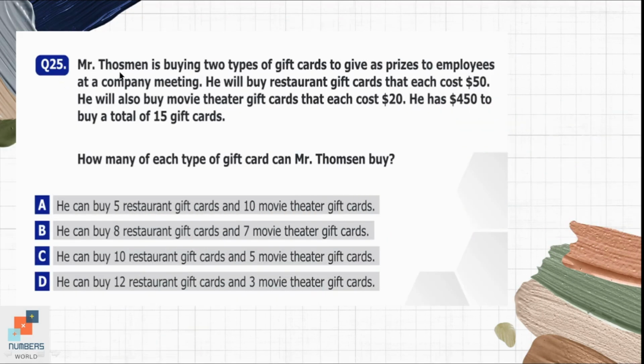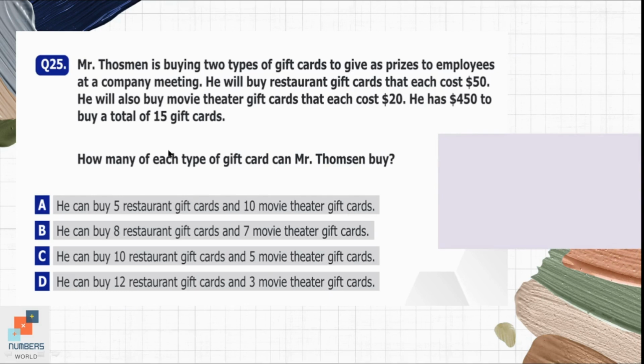Question number 25. Mr. Thompson is buying 2 types of gift cards to give as prizes to employees at a company meeting. He will buy restaurant gift cards that each cost $50. He will also buy movie theater gift cards that each cost $20. He has $450 to buy a total of 15 gift cards. How many of each type of gift card can Mr. Thompson buy? So we are going to calculate all our options one by one.